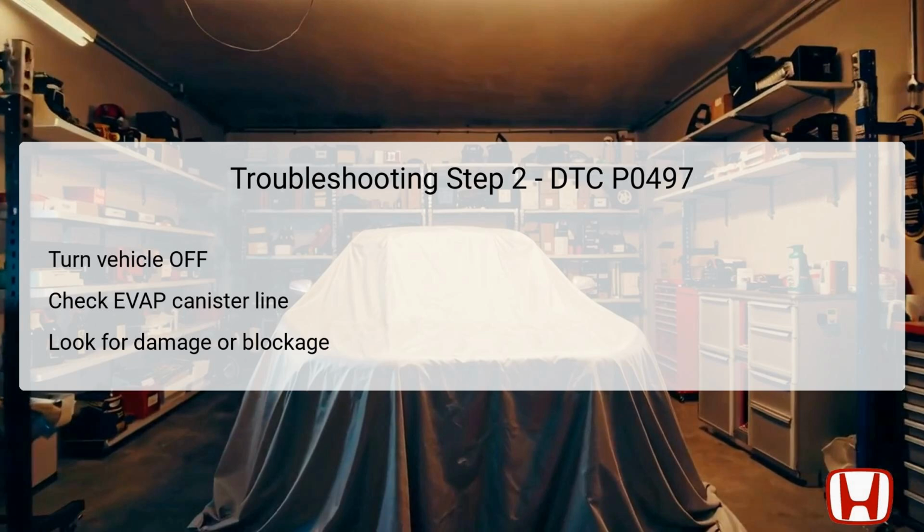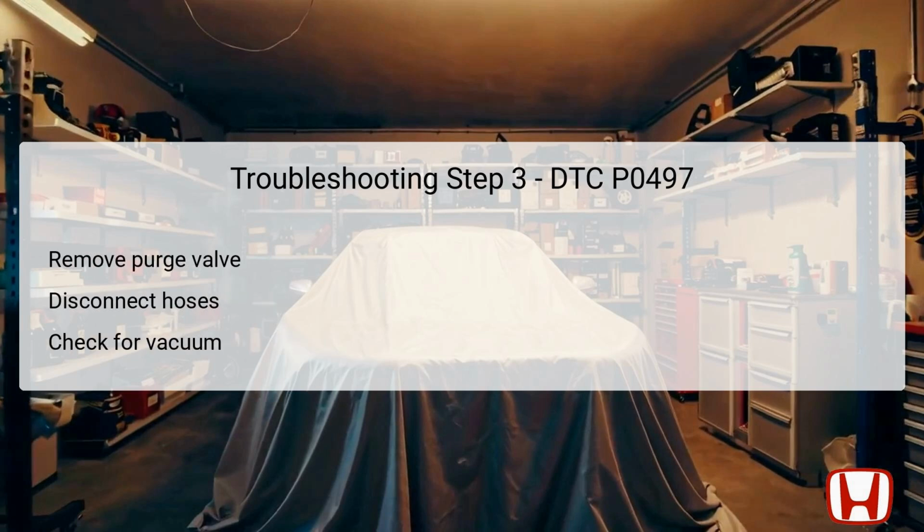Check for any signs of damage, blockages, or poor connections. If the line is compromised, it can directly impact the effectiveness of the purge flow and activate the DTC code. If everything appears to be in order, you will proceed to the next step for further diagnosis.